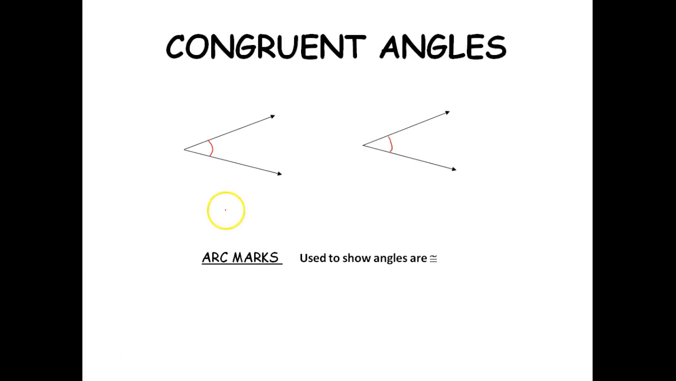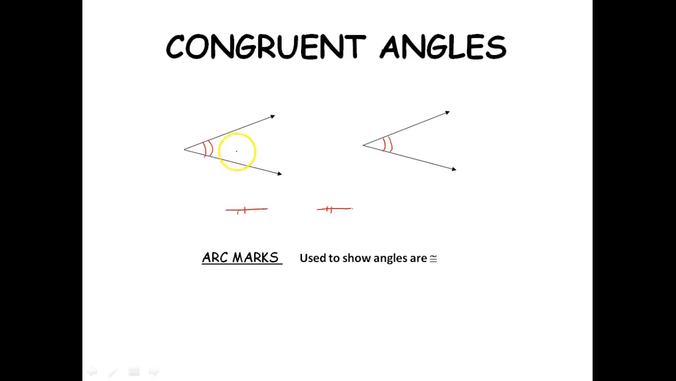Remember those tick marks? You have segments, and if you have those marks, you know those marks are tick marks. Sometimes you'll have more than one tick mark. Same thing here. If you had more than one pair of congruent angles, you'll have two arc marks to show that the angles are congruent.